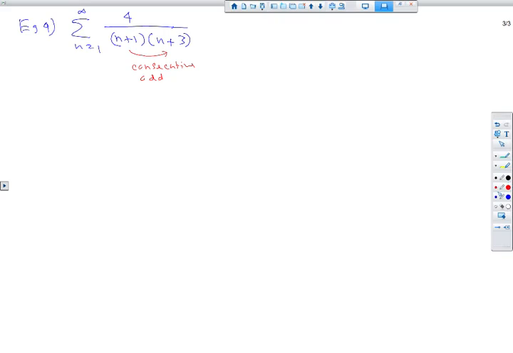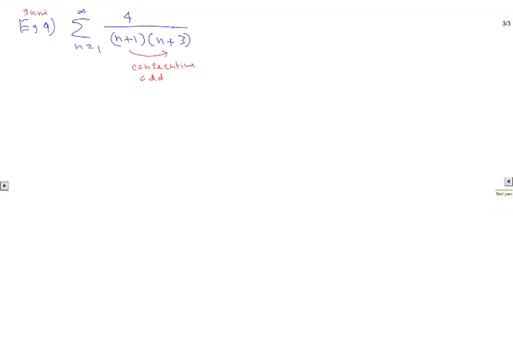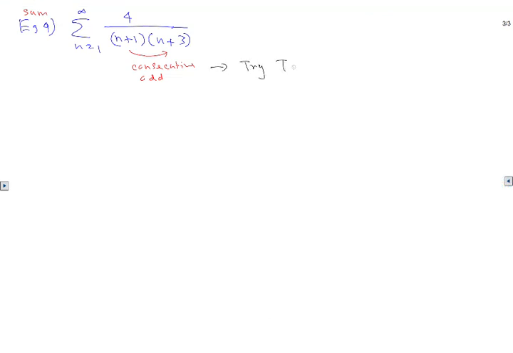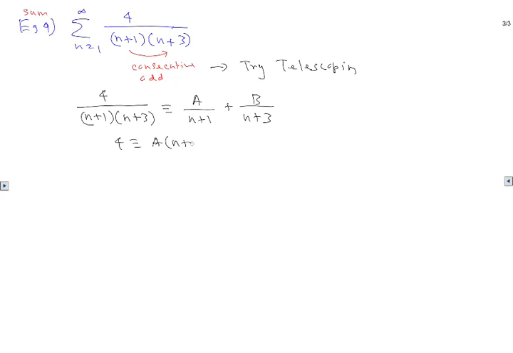But here, maybe they are asking to find the sum as well. So if you need to find the sum, it's definitely geometric or telescoping, but this is telescoping. So you can use the telescoping series argument. Since it's consecutive odd terms, you're going to try telescoping. So we can write this one as 4 over n plus 1, n plus 3, identical to a over n plus 1 plus b over n plus 3, and then if you multiply by the denominators, you're going to get 4 identical to a(n plus 3) plus b(n plus 1).